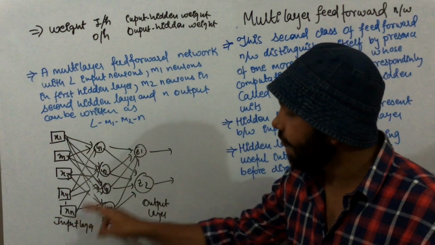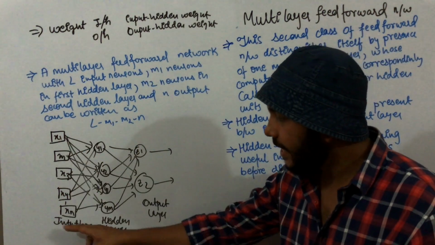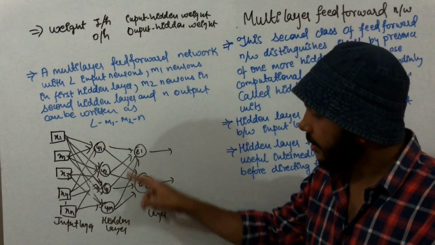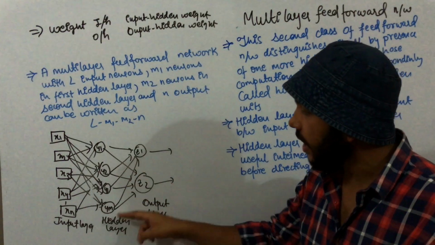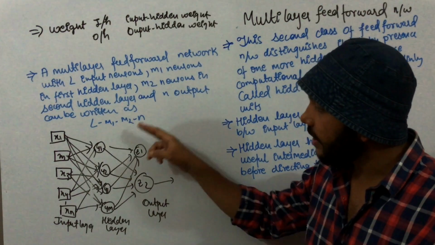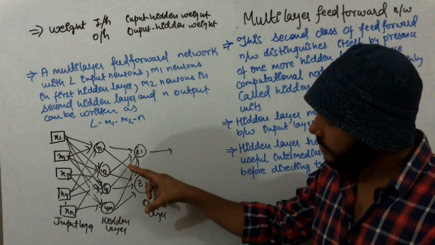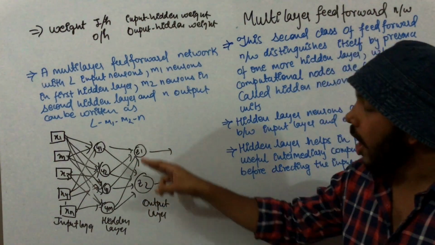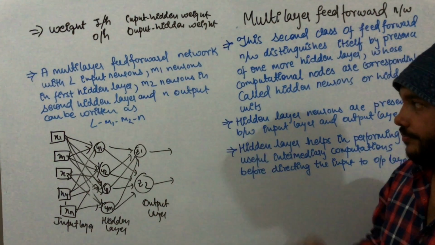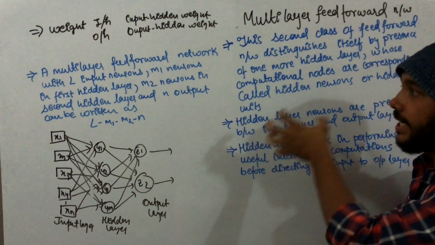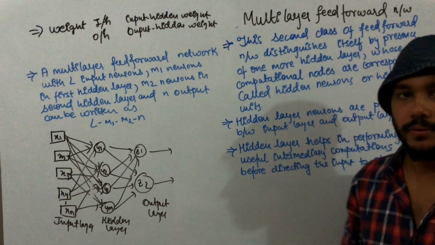L is the number of neurons in the input layer, M1 is the number of neurons in the first hidden layer, M2 is the number of neurons present in the second hidden layer, and N is the number of output neurons. So this was multi-layer feed-forward network. Thank you.